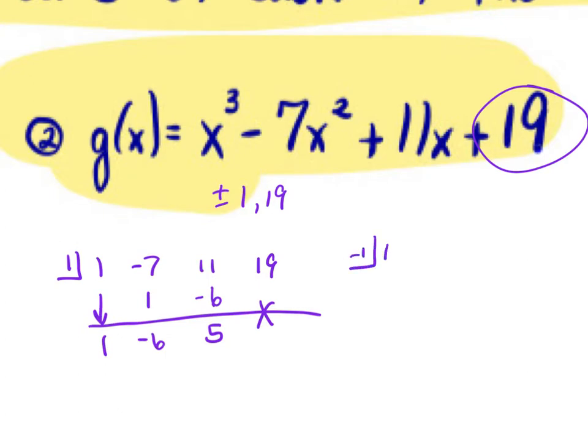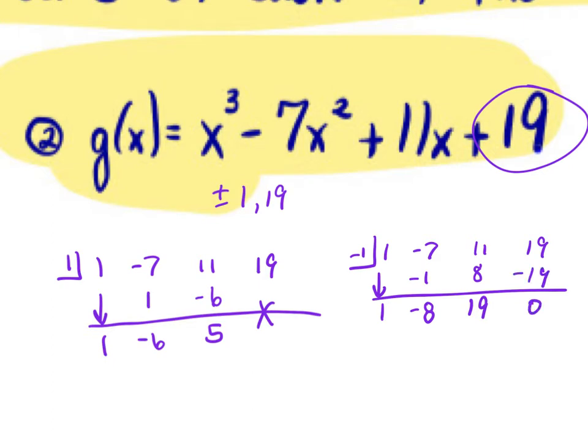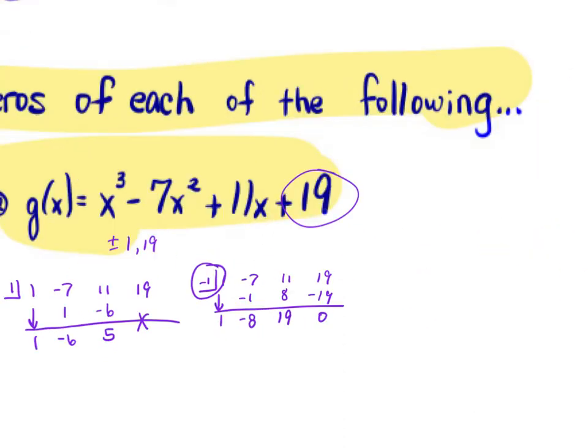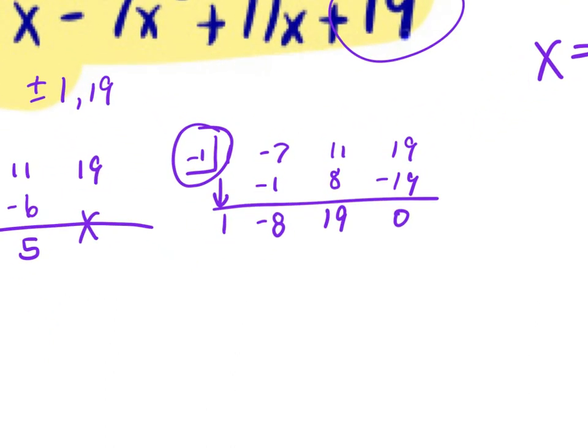Again, write out your coefficients: 1, negative 7, 11, and 19. Bring down your 1. So 1 times negative 1 is negative 1. Negative 7 and negative 1 is negative 8. Negative 8 times negative 1 is 8. 11 and 8 is 19. And 19 times negative 1 is negative 19, so I get 0. That proves that x equals negative 1 is a root. So over here, I'm just going to write real quick, x equals negative 1. Now my resulting polynomial is x squared minus 8x plus 19 equals 0.